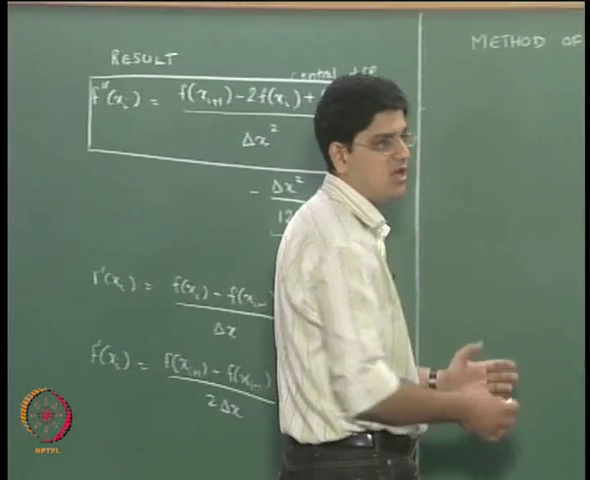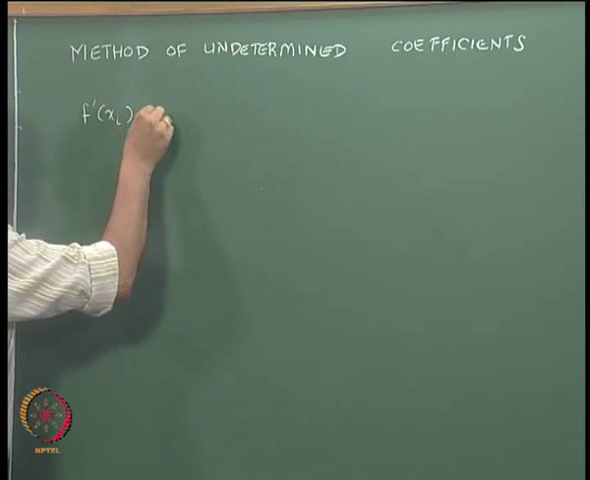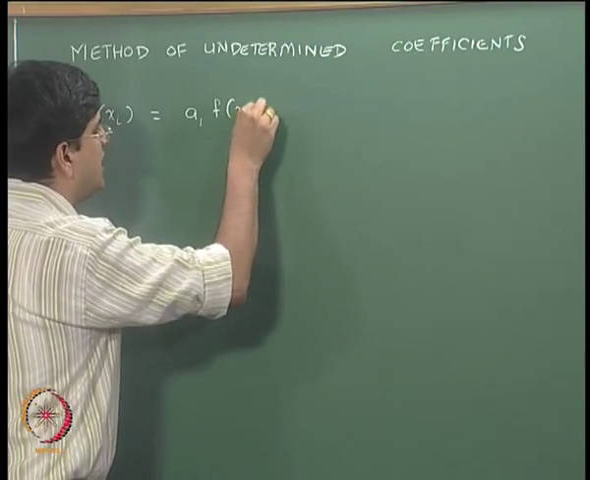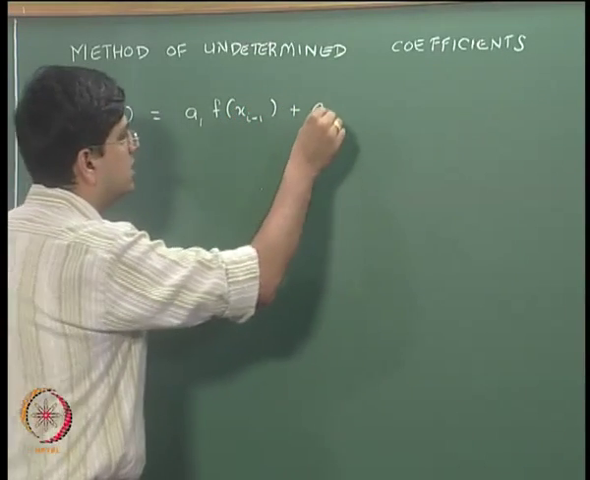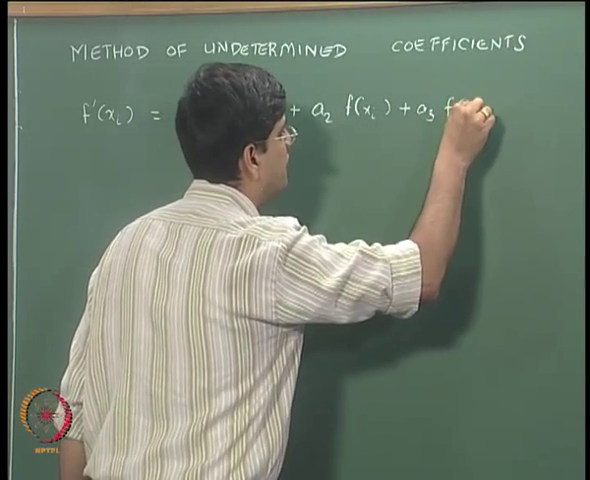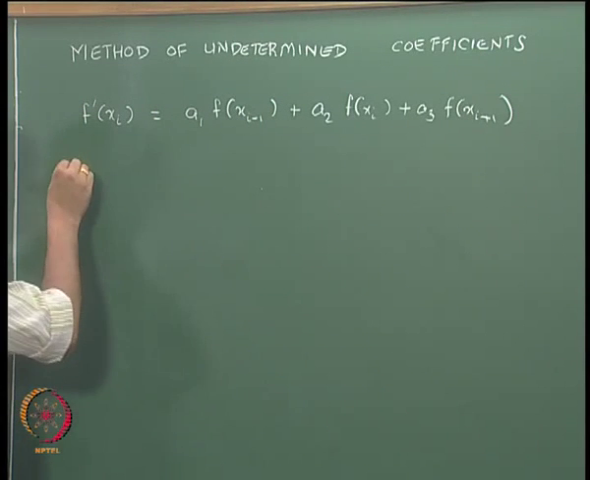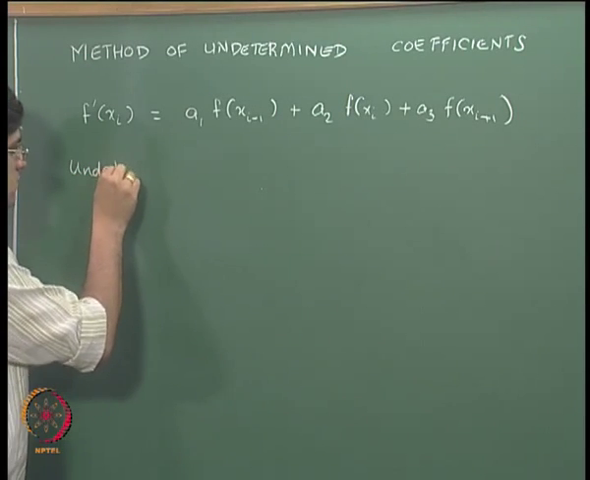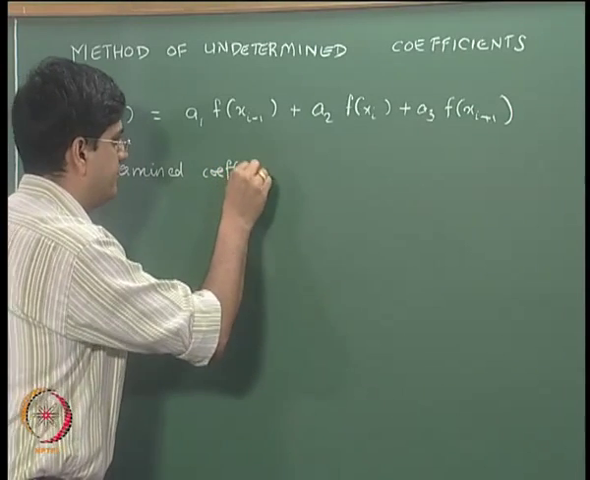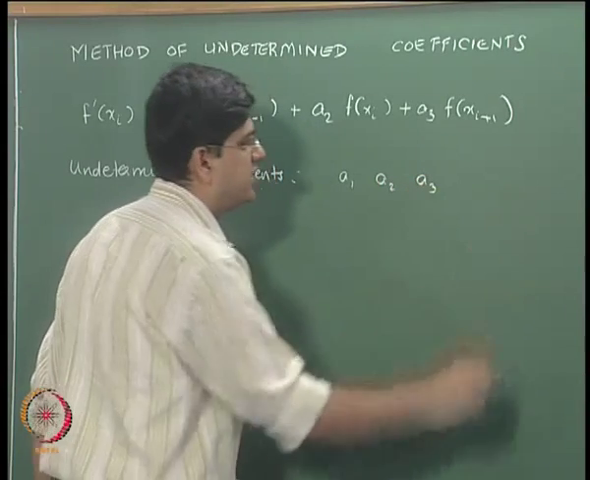Again we will try to find f dash of x. So I will write f dash of x as some a1 multiplied by f of x_i minus 1, plus a2 multiplied by f of x_i, plus a3 multiplied by f of x_i plus 1. Okay. So our undetermined coefficients are a1, a2 and a3.